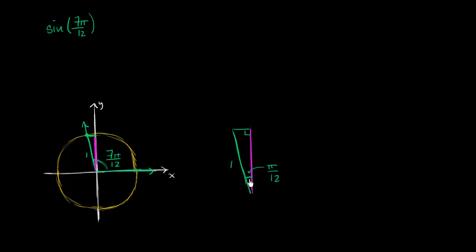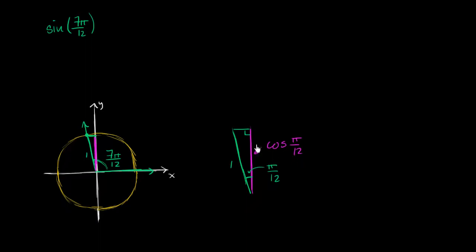And so the cosine of pi over 12 is going to be this magenta side over 1, or you could just say it's equal to this magenta side. So you could say this is cosine of pi over 12. So we just figured out that sine of 7 pi over 12 is the same thing as cosine of pi over 12. But that still doesn't help me. I don't know offhand what the cosine of pi over 12 radians is without using a calculator.